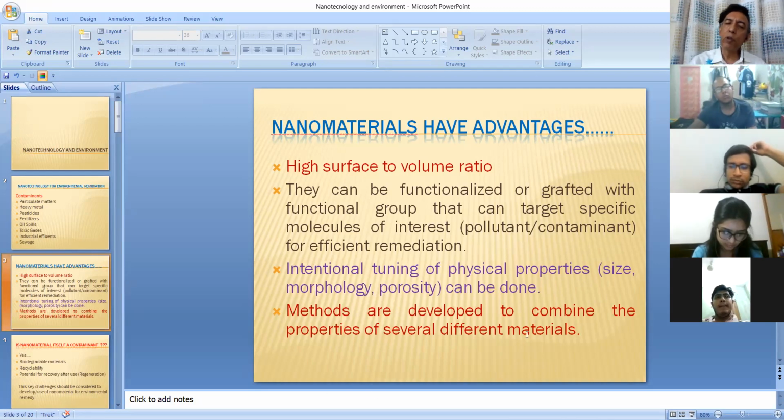Methods are developed to combine the properties of several different materials.